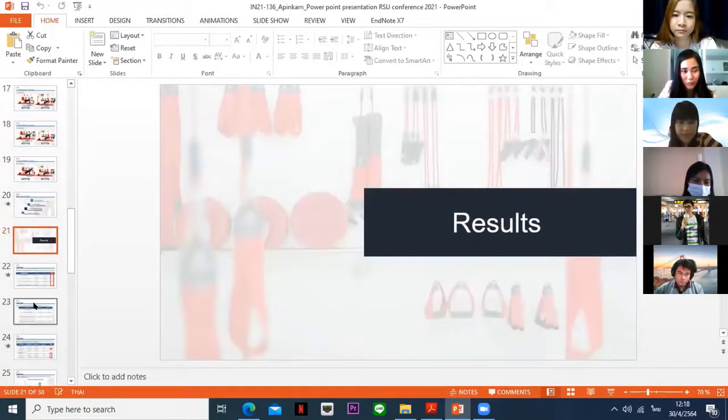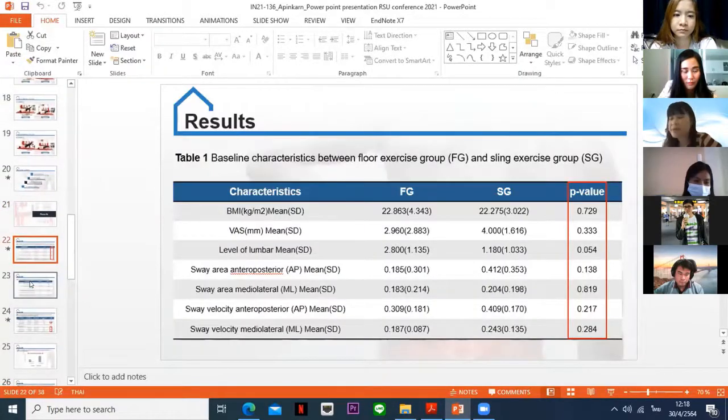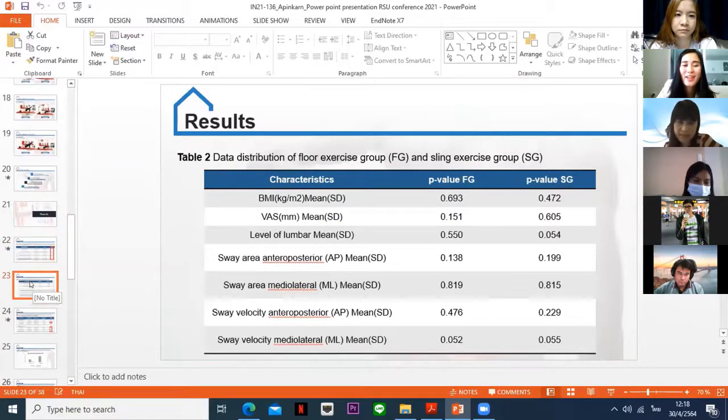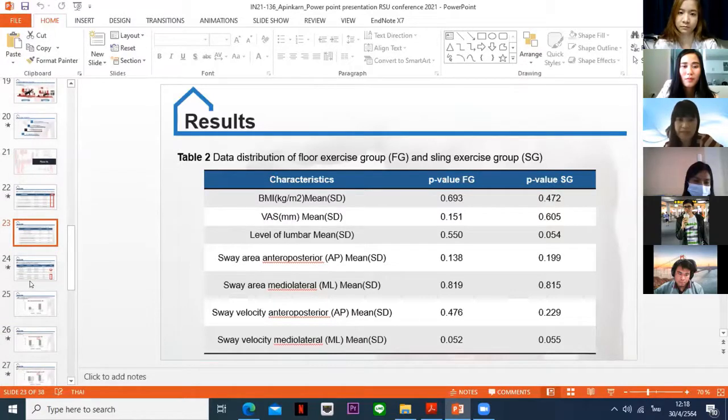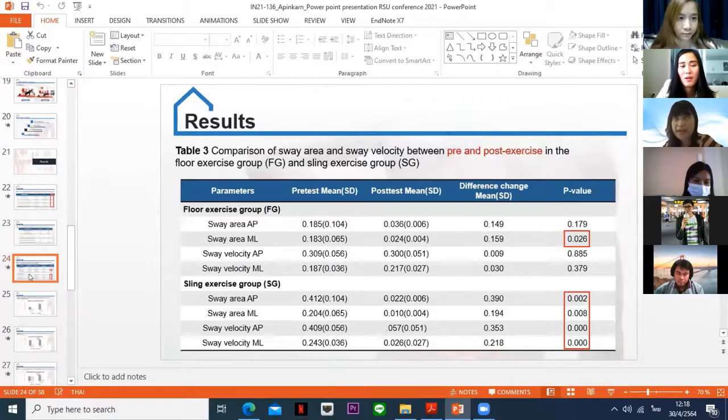Okay, and the results. For the repeated measure ANOVA, I always report the interaction between the factors first, and then if there is no interaction, I will report the main factors. I mean, the group or the exercise. And when you report the results, I can't see whether there is interaction or no interaction, something like that. Could you explain a little bit more, please?